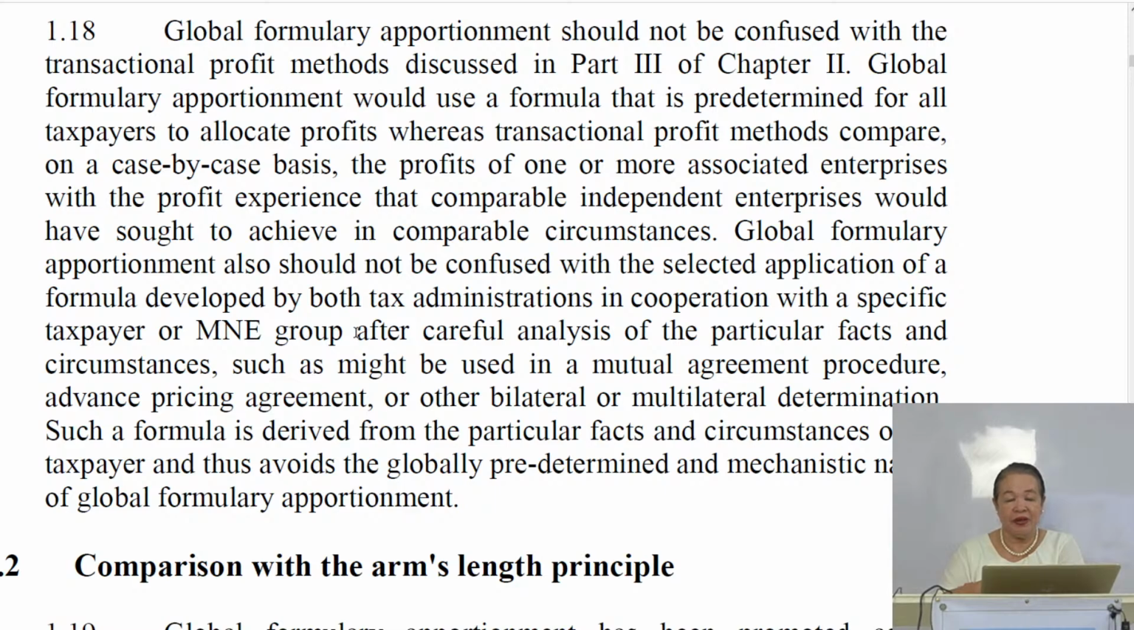Yung compare the transactions, financial and commercial transactions between related parties and that of the independent parties. No? So, may arm's length principle yun. Samantalang yung global formulary, wala kang criteria, no? Kung ano yung gamitin mo na basis in dividing the profits, no?